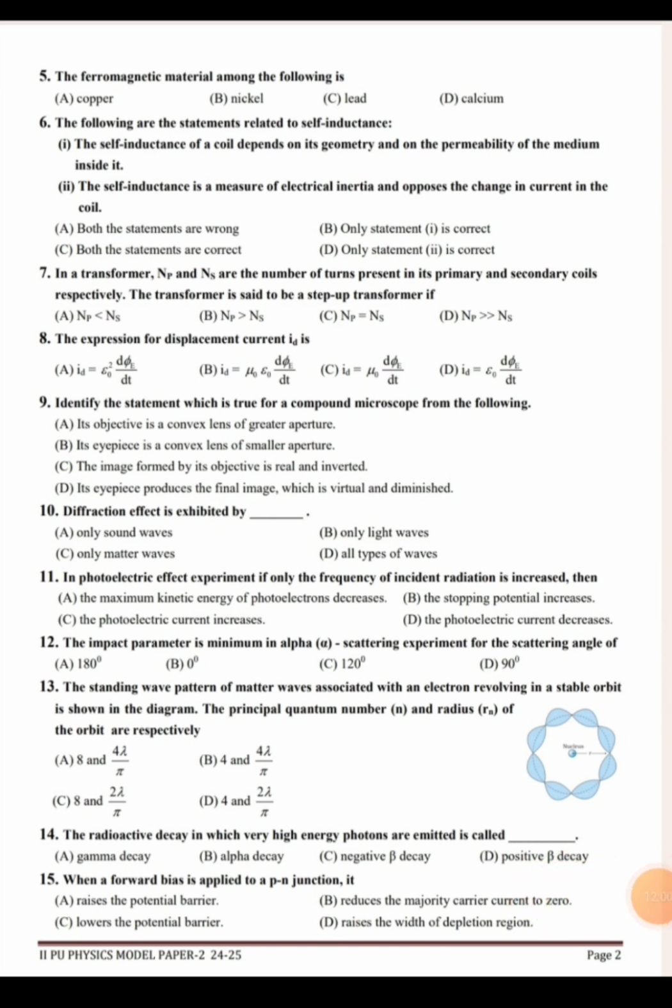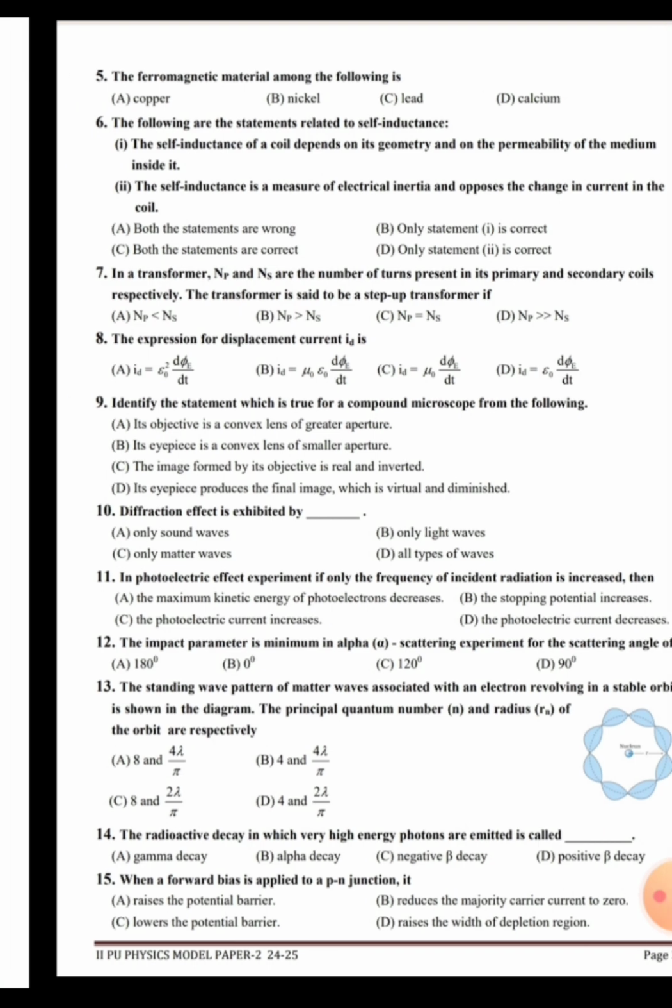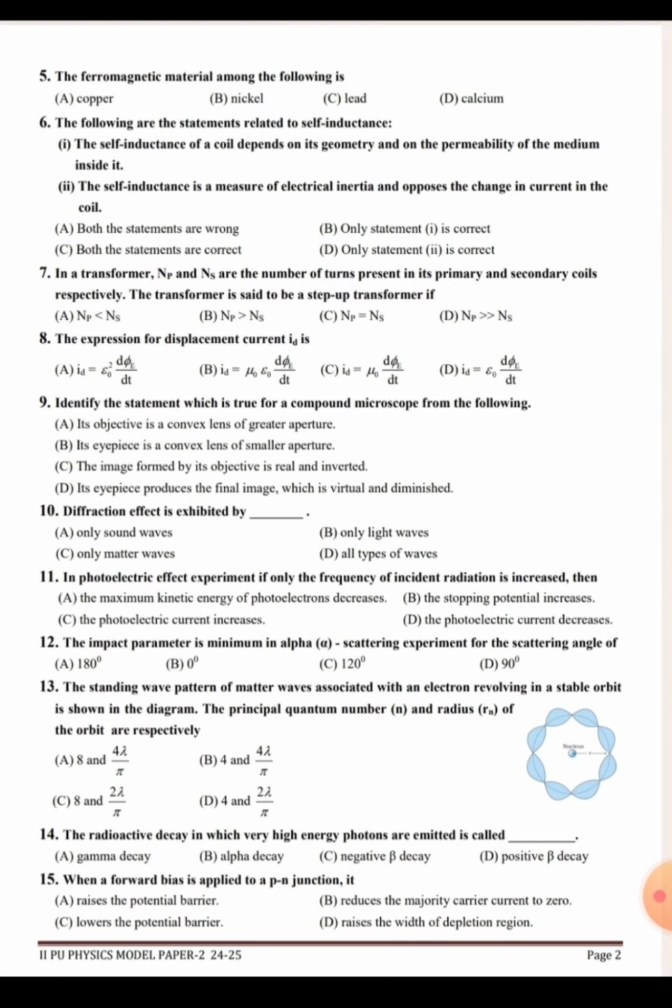The next question: which of the following is a ferromagnetic material? Copper is a diamagnetic material. Lead is also diamagnetic and calcium is paramagnetic. So the answer is nickel. Nickel is a ferromagnetic material.